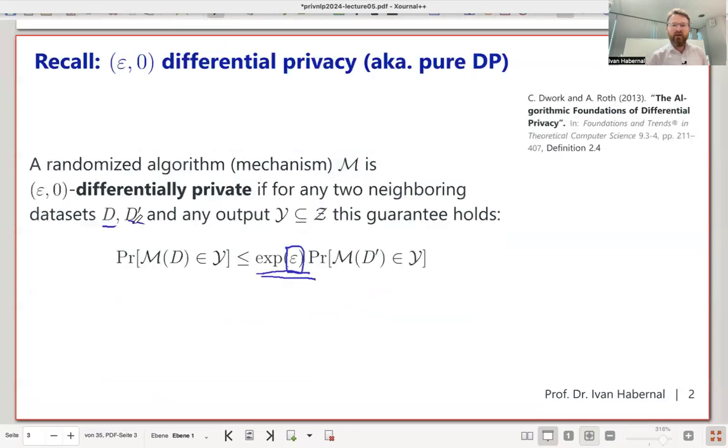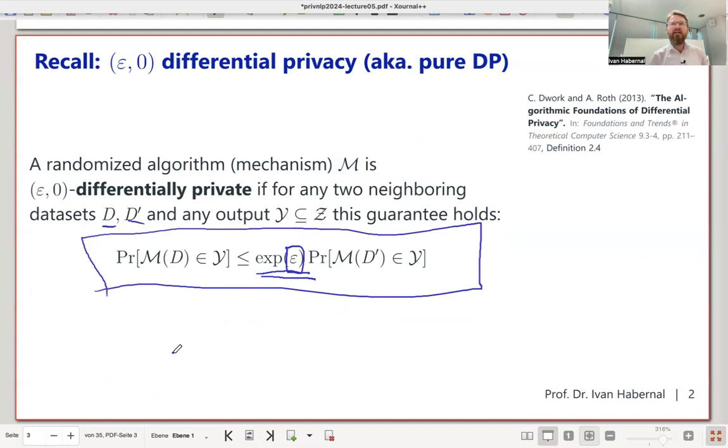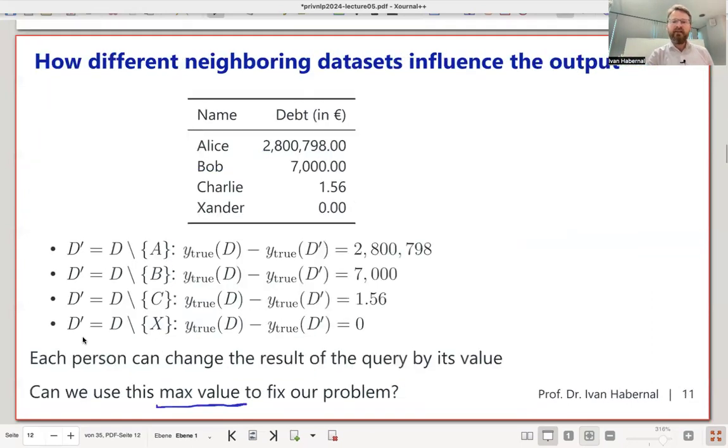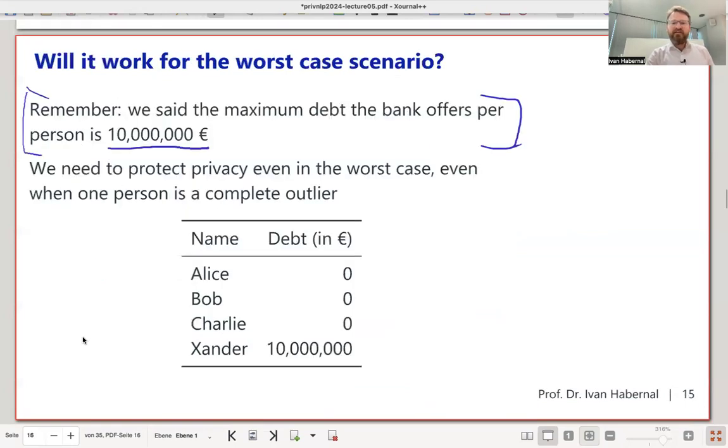This will hold for any neighboring data set, any worst case scenario. Not just on average. There are some other variants of privacy on average, but this is worst case scenario, which means in our case, what could be the worst case is, for example, everything is 0. People have no debt, so no money. And there is somebody who is a complete outlier, with the maximum debt a person can have, right?